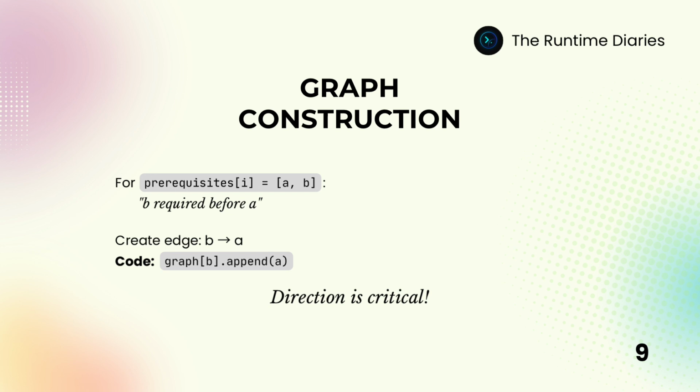In code, this looks like graph[B].append(A). Many beginners reverse this and create an edge from A to B, which completely breaks the logic. Direction is everything in directed graphs. Make sure you're building edges from prerequisite to dependent course.